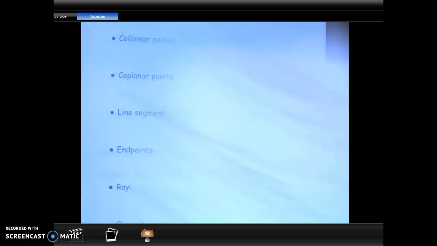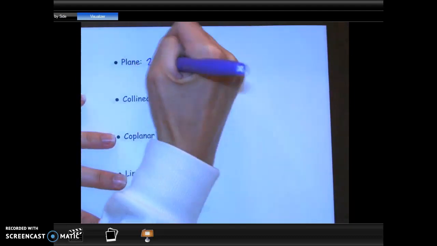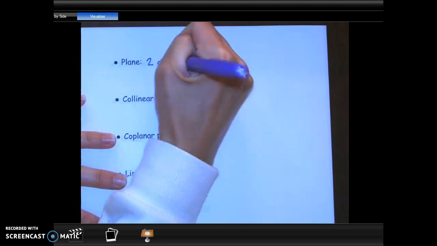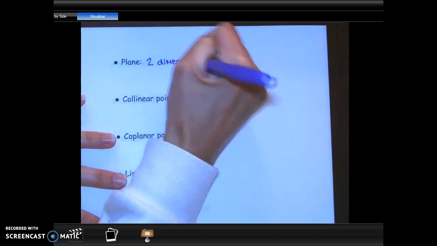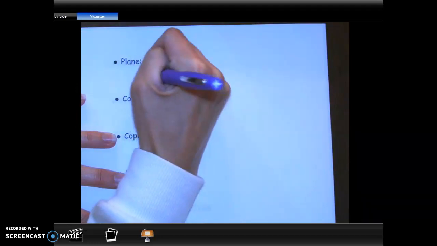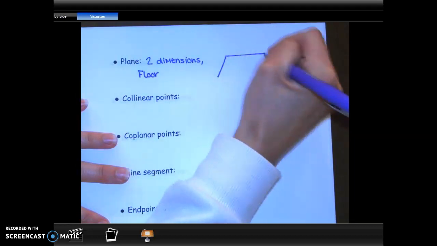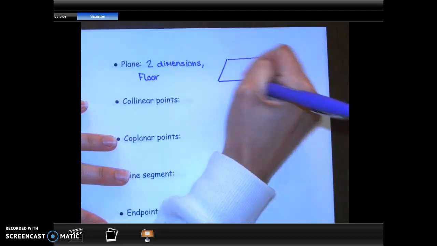Okay, so next we have a plane. So a plane has 2 dimensions. And it's usually represented by something that looks like a floor. So it can look a little something like this.